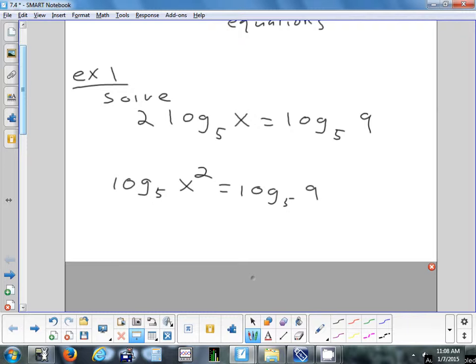So she put the 2 back up as an exponent on the argument. That's a rule we learned yesterday. Now, equals means what's on the left has to match what's on the right. Is there anything that already matches on the left and right? Yeah, the log base 5 and the log base 5. The only thing that doesn't match yet is the x squared and the 9.